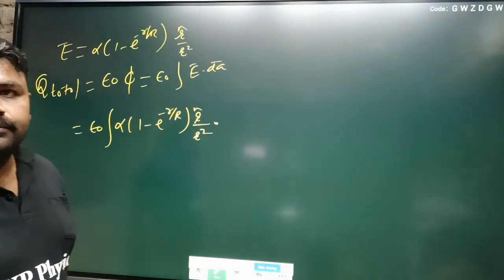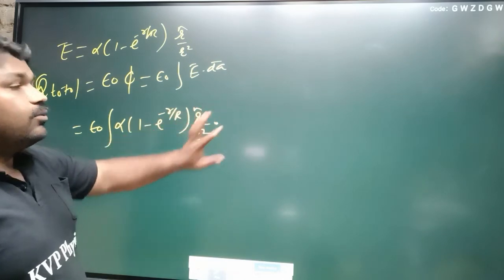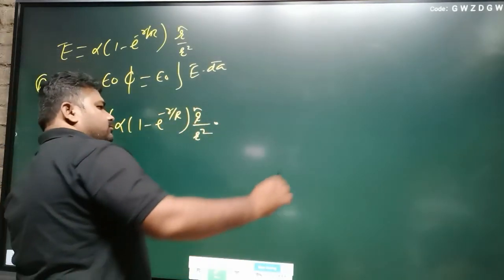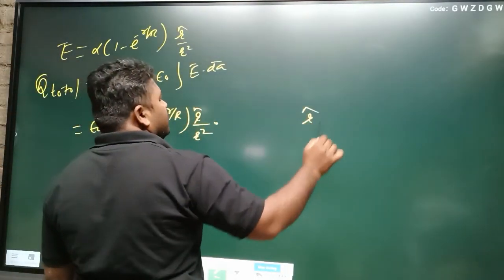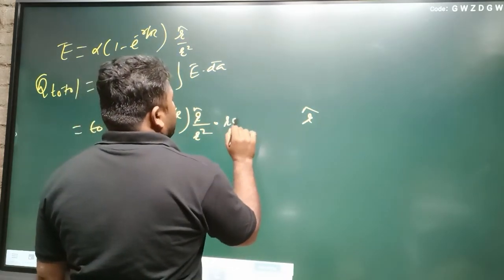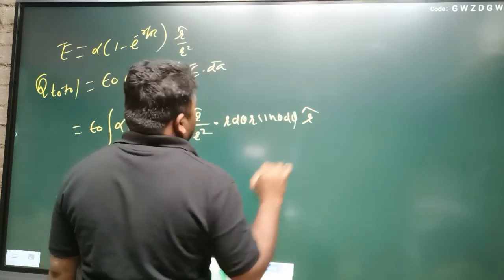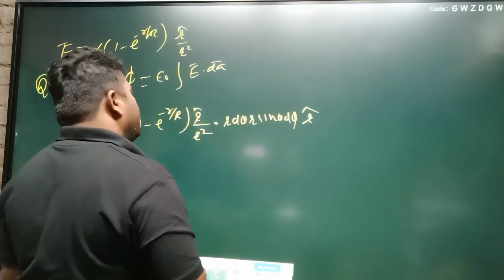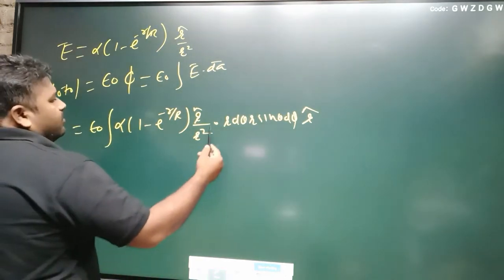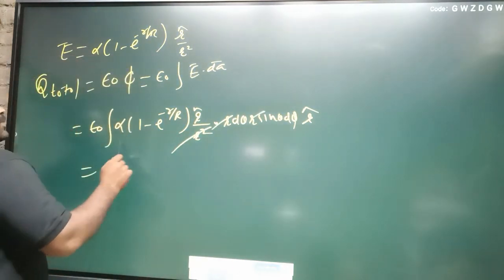dA bar is r d theta, r sin theta d phi, which means which cap do we need here? R cap. The length elements are r d theta and r sin theta d phi. Then only we get r cap 1. R square gets cancelled. Which part can we take common out?